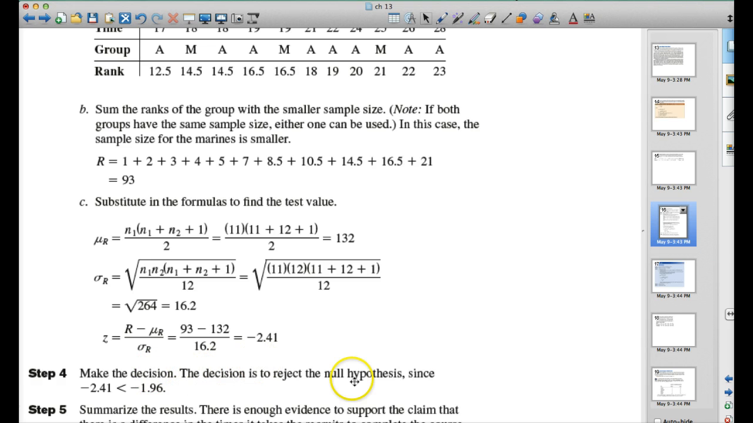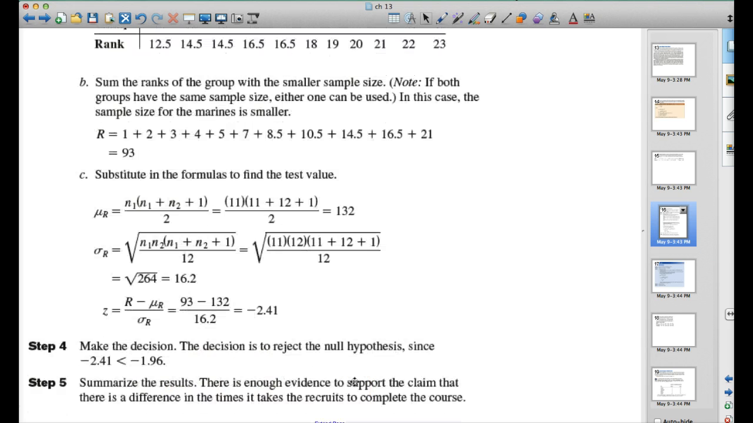The decision is to reject the null hypothesis since negative 2.41 is less than negative 1.96. There is enough evidence to support the claim that there is a difference in the times it takes the recruits to complete the course. So there is a difference.